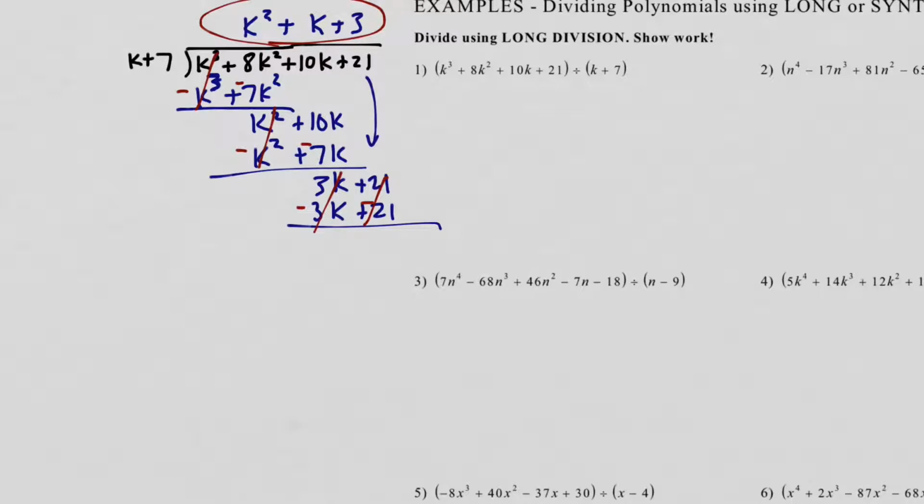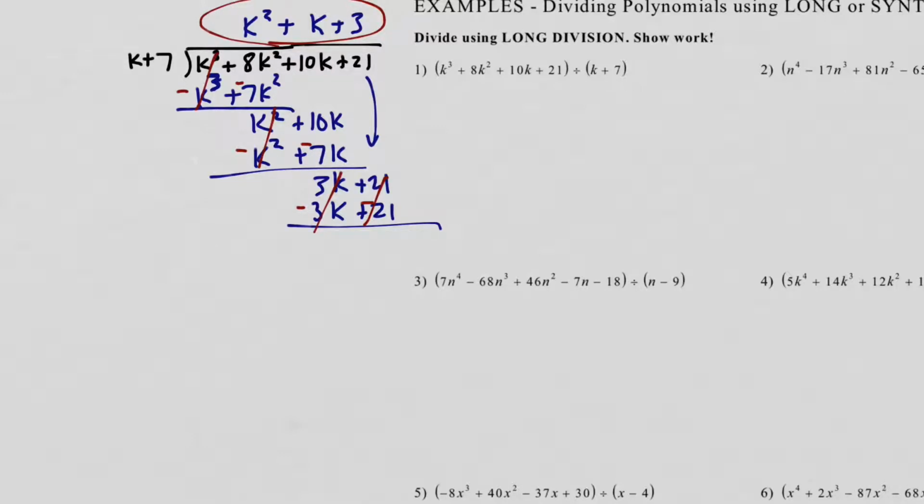Now you can always check by using your FOIL multiplication, your box multiplication method, by taking the divisor times the quotient, and it should equal this dividend down here. So if we multiply k plus 7 times k squared plus k plus 3, it's going to make k to the third plus 8k squared, and so on and so forth. So you can always check.